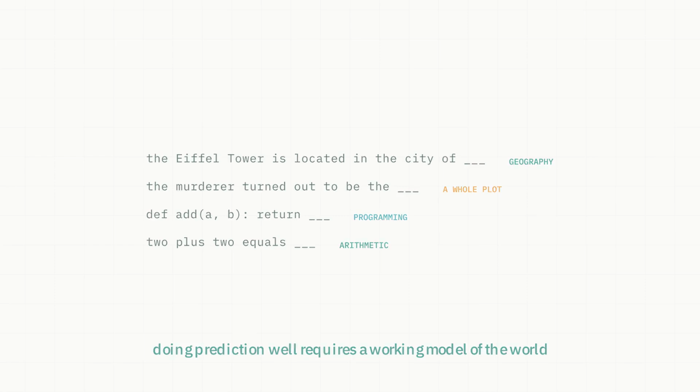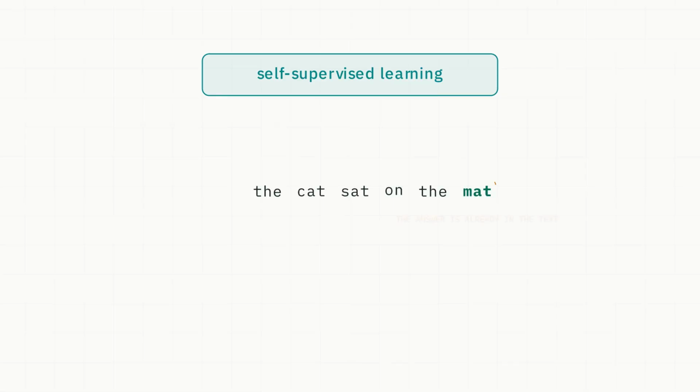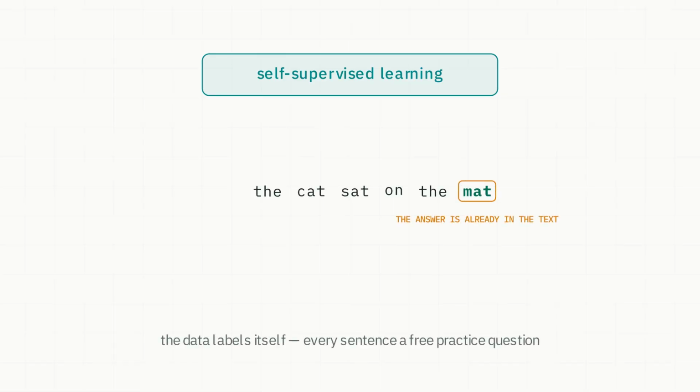There's one more beautiful thing about this idea. Notice that we never needed a human to label anything. The correct answer, the real next word, is already sitting right there in the text. The data labels itself. This is called self-supervised learning, and it's the reason we can train on trillions of words. Every sentence ever written is, for free, a ready-made practice question.